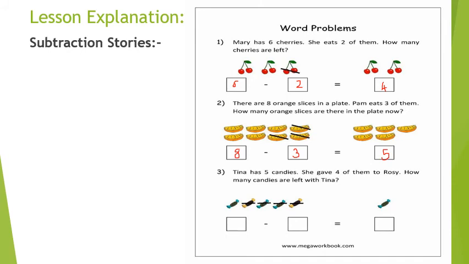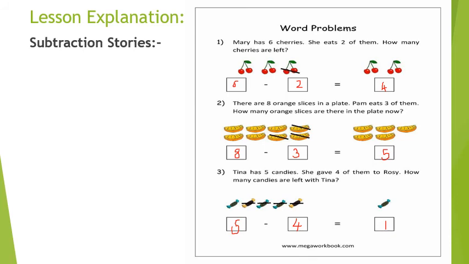Okay. Now, how many candies are left with Tina after giving 4 candies to Rosie? Yes, 1. So in the first box, you are going to write 5. Okay. In the second box, you are going to write 4. And in the third box, what will be the answer? 1. Okay, children? So this is how you have to solve word problems.